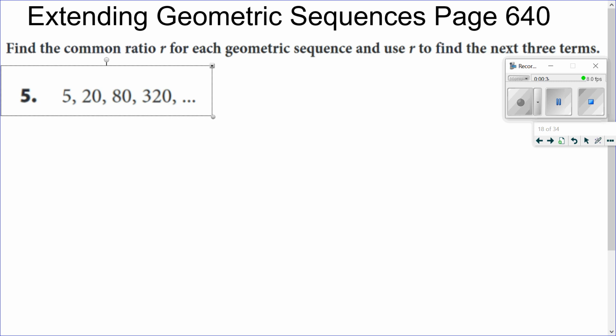So it's similar to an arithmetic sequence when we were finding the common difference, but instead of the common difference, we're finding the common ratio. So instead of subtracting, we're going to divide. So I'm going to take the second term and divide it by the first term. So that's going to be 20 divided by 5. And when I do 20 divided by 5, I get 4.